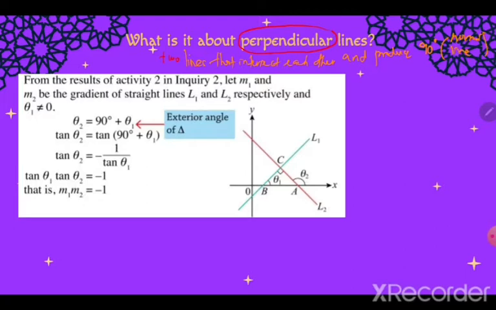Which is the normal line? Let's say this is line 1. Line 2 is said to be the normal line, the line that is perpendicular to the other line. So that is what we call perpendicular, or in Malay we say serenjang, garis serenjang.